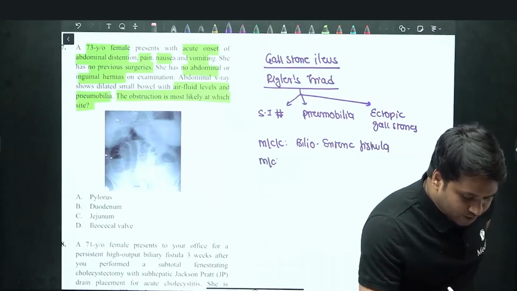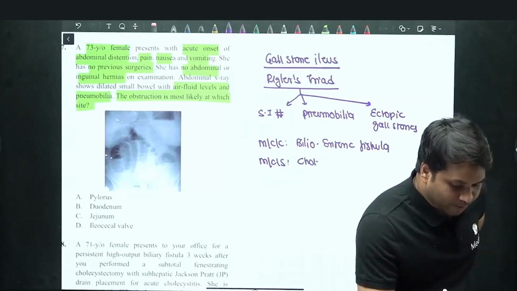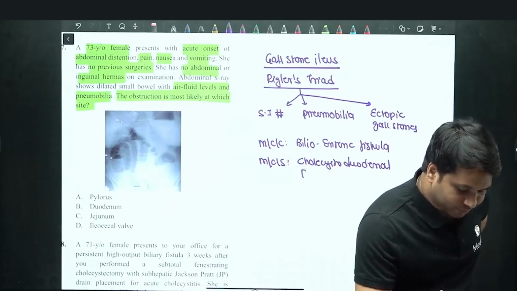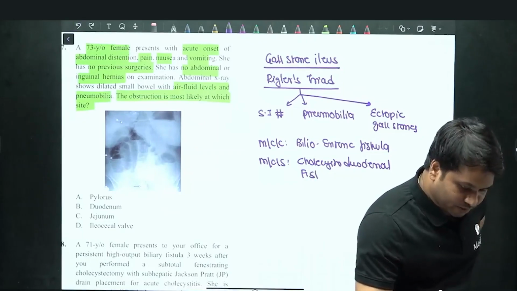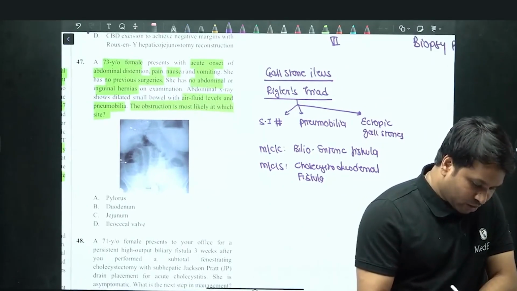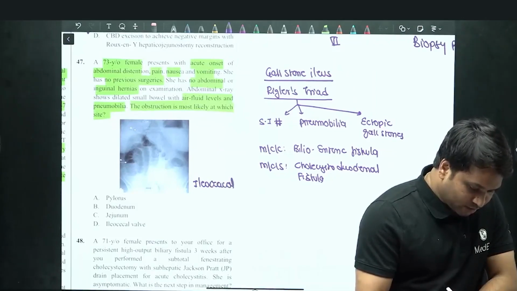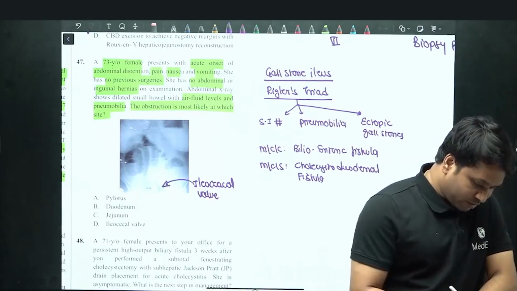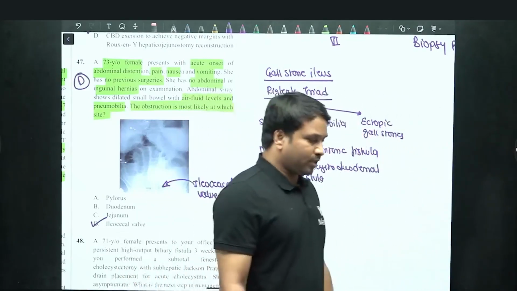The most common site for this bilioenteric fistula is between the gallbladder and the duodenum. That is your cholecystoduodenal fistula. And remember, the most common site for obstruction is going to be your terminal ileum or the ileocecal valve, because that is where the obstruction goes and stops. So the answer to question number 47 is D for Delhi, the ileocecal valve. This is with respect to gallstone ileus.